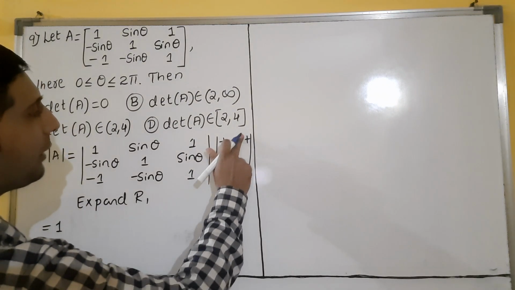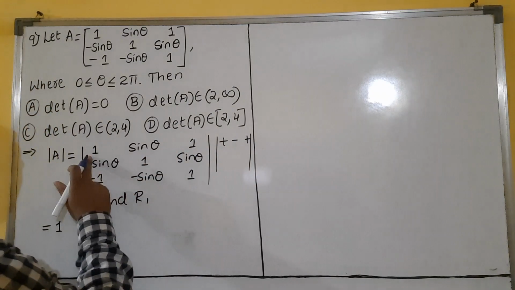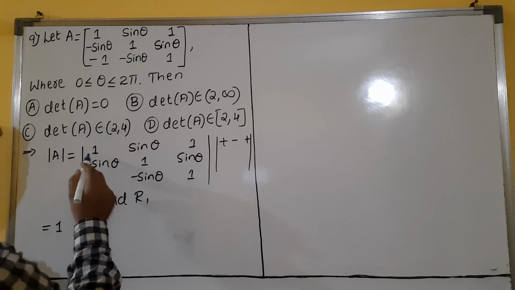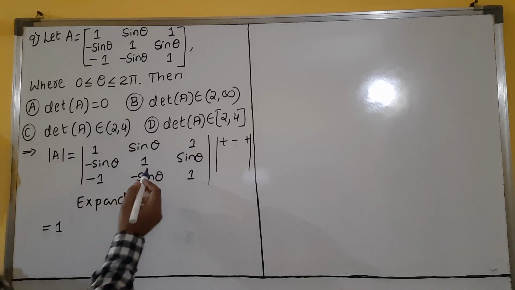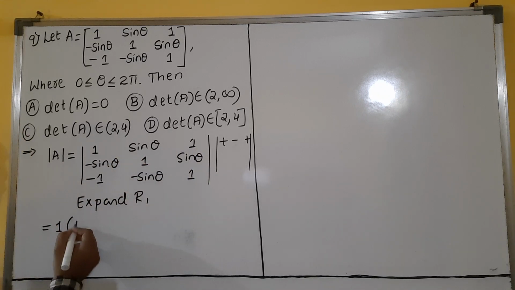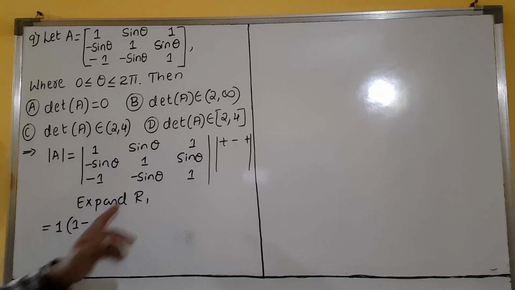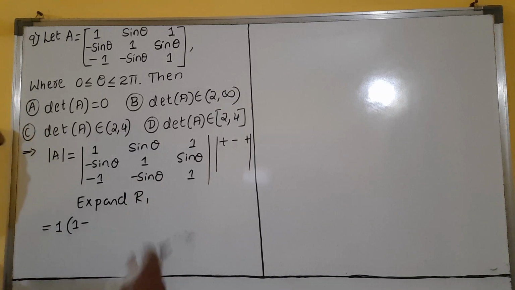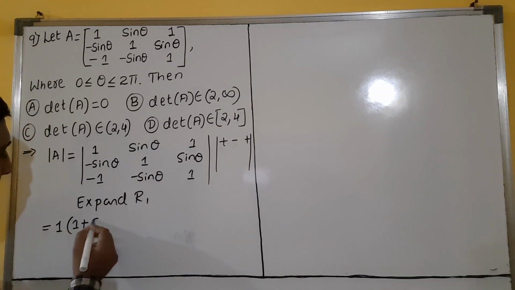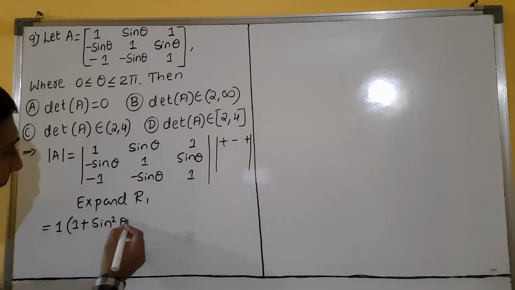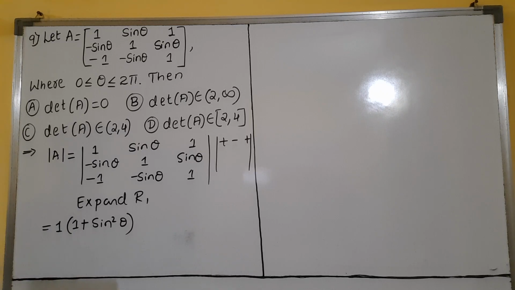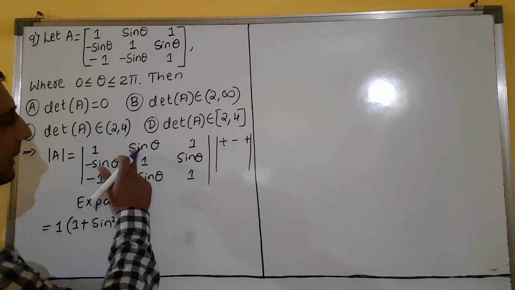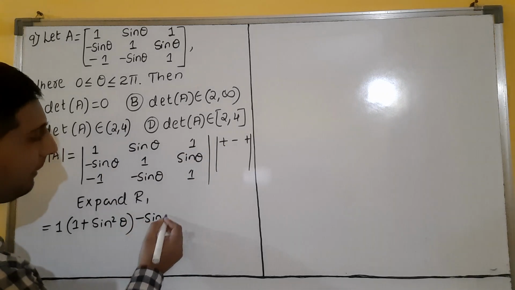So this is the expansion of row 1. Plus 1 into 1 is plus 1, 1 is remaining in the first row, first column. You do 1 into 1, 1, minus, you have to write minus sin theta into sin theta is minus sin square theta. Minus into minus plus sin square theta, minus into sin theta, minus sin theta.